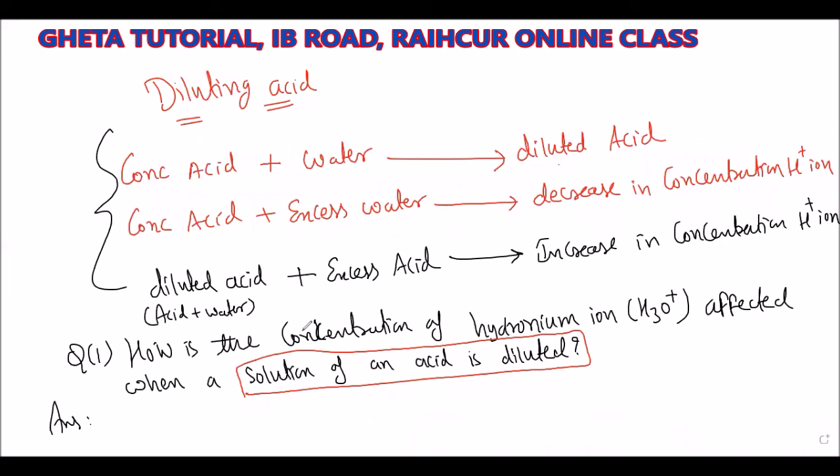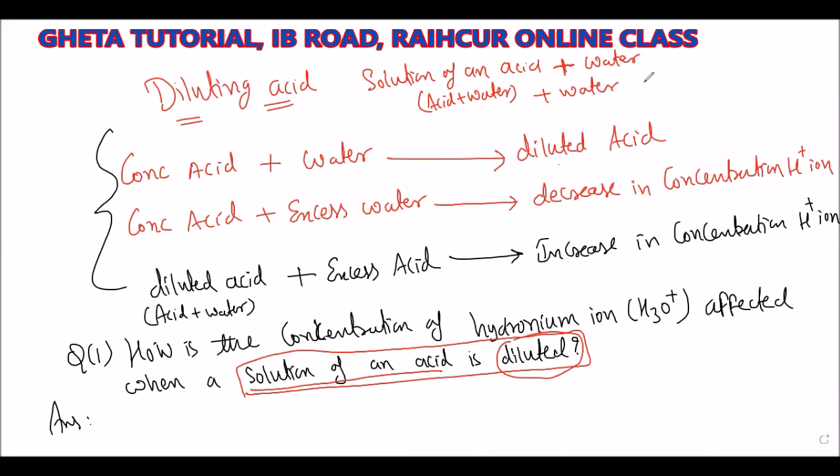See here what we have: solution of acid. In the question given, see the solution of an acid is diluted. Diluted means what? You are adding water. Already solution of an acid plus water is present. Now in this, what are you adding again here? Here you are adding the water. Now tell me, now I think maybe you can give the answer. What will happen to the hydronium ion or H plus ion?